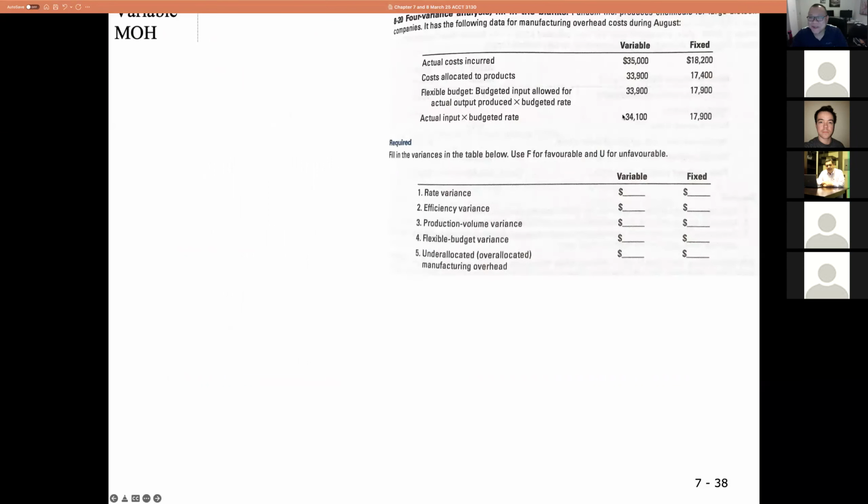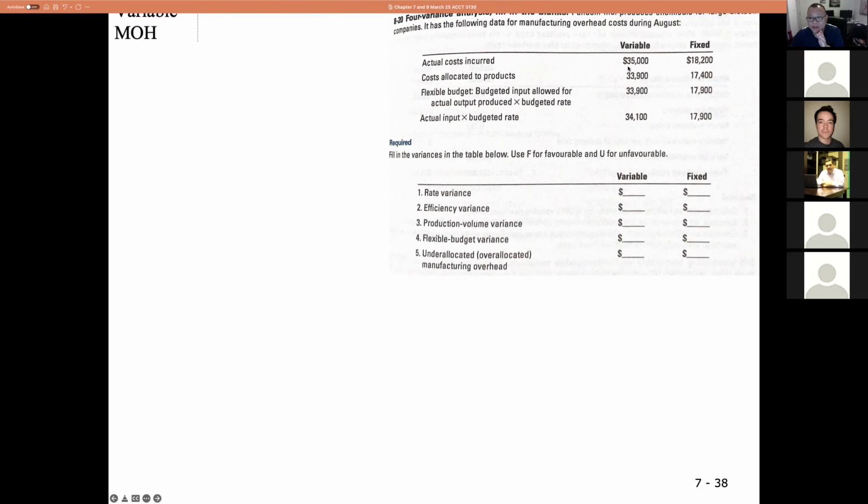Okay, so this is the question. You have four variance analyses. A company produces chemicals for large biotech companies. It has the following data for manufacturing overhead cost during August. One column is for variable, the other column is for fixed. For this slide, we only focus on variable overhead.